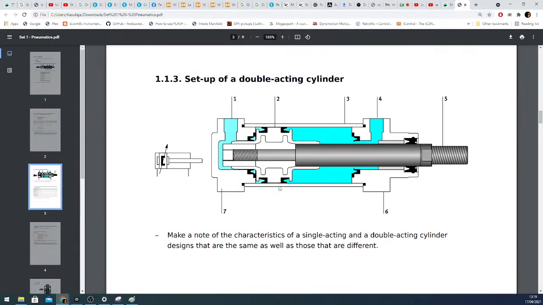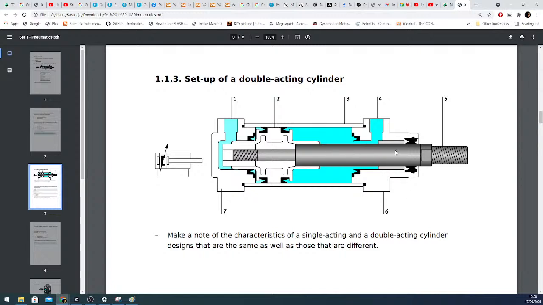So this is basically a cross section of an actual cylinder. So we see that the piston is this part in the middle. That's the second part here. That's the piston. And piston is inside the barrel. The barrel is the third part here. And we have the end caps, back end cap and front end cap. And the end caps have those holes inside them. These are the ports that we were talking about. The gray part here, this is the piston rod.